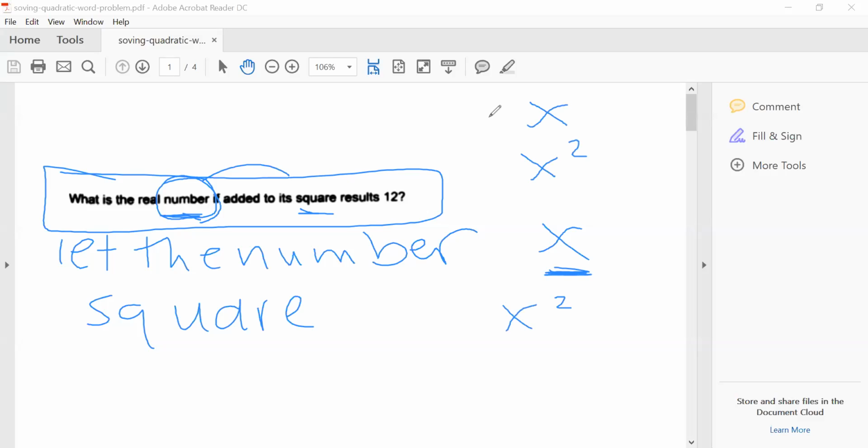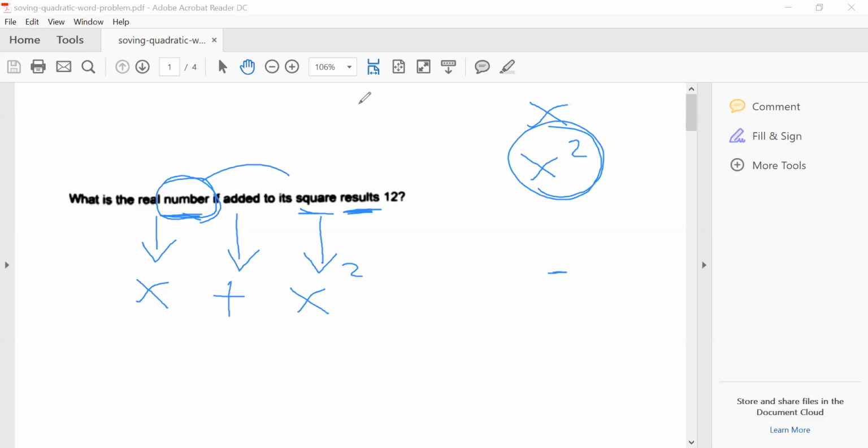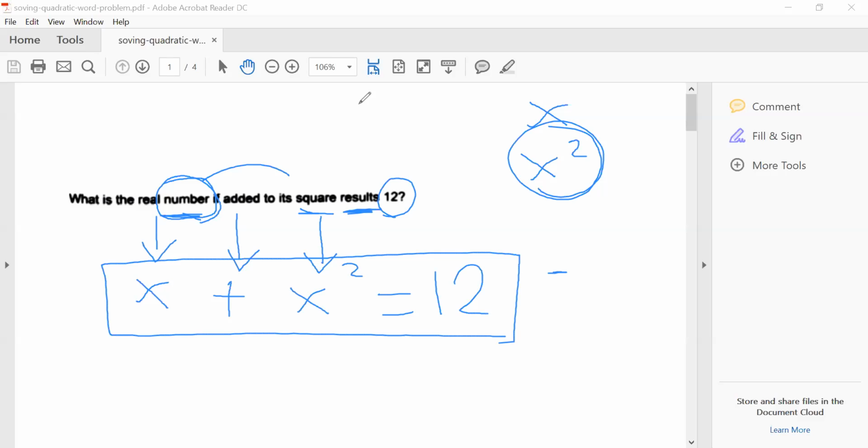So he wants the number, I want to write under it. I want the number x. If added means plus, to x squared. The result, what is meant by result? Equal. And the result will be 12. Now I have done almost 80% of the question, because I have translated it into variables, into an expression, into symbols. So x plus x squared equals 12. Okay, thank you, Mustafa. Let's see another one to share with us.